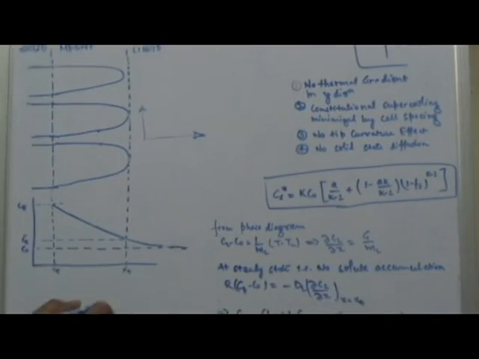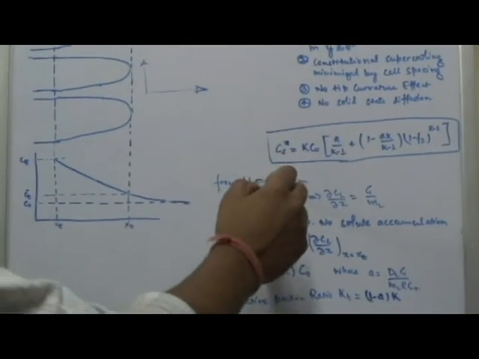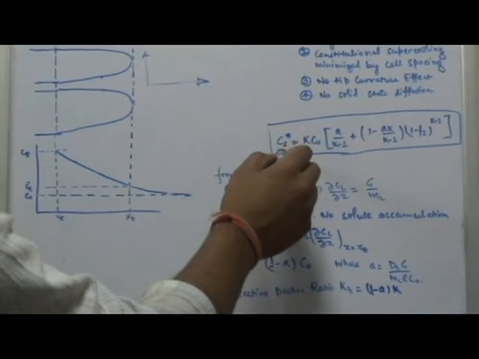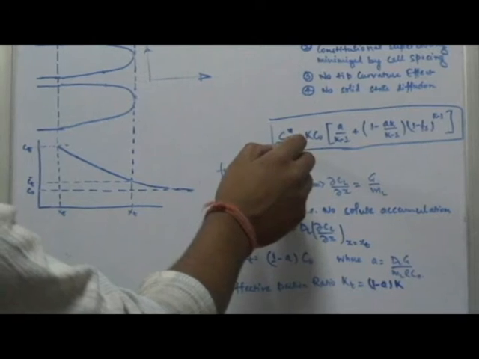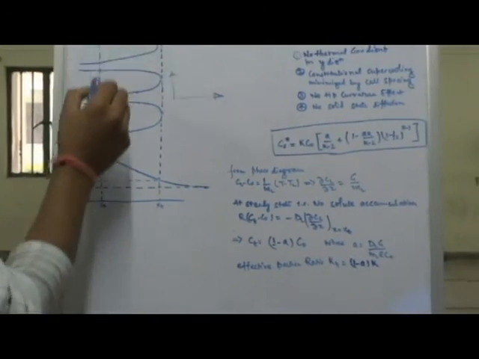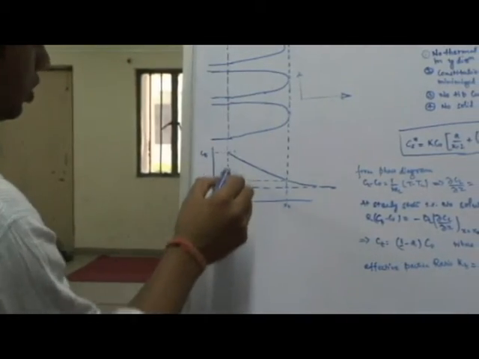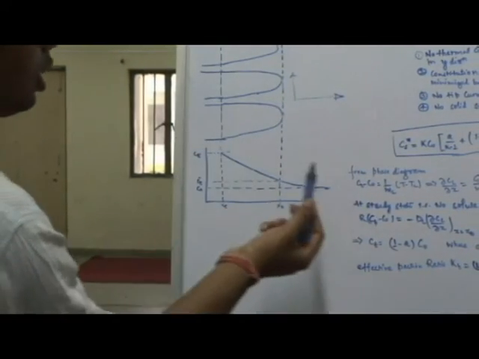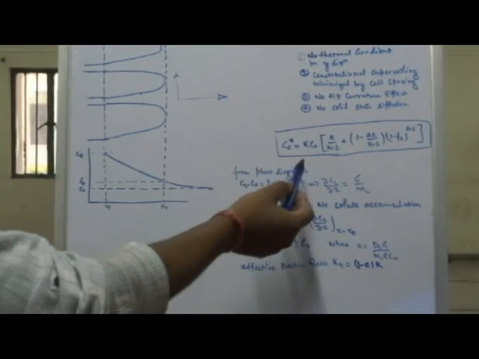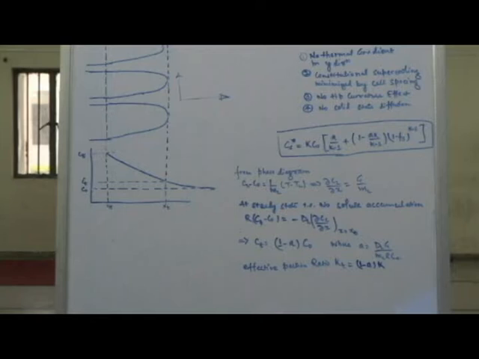So the final equation that we obtain for the solute concentration is CS star, which is the concentration of the solute at the interface. At this interface, what is the concentration? This will be CS star. Then we have K, which is the partition ratio. We have C naught, the overall concentration.